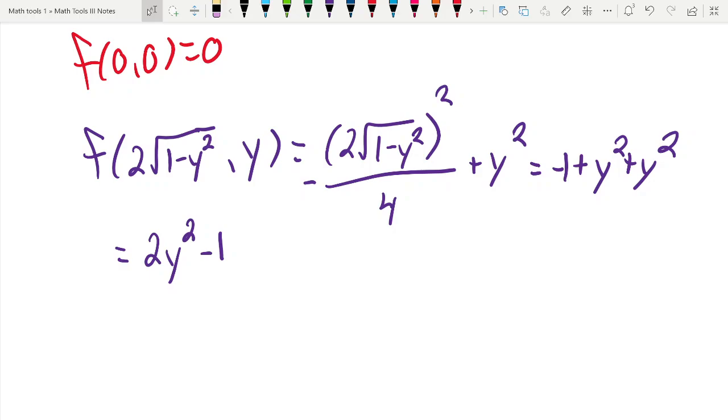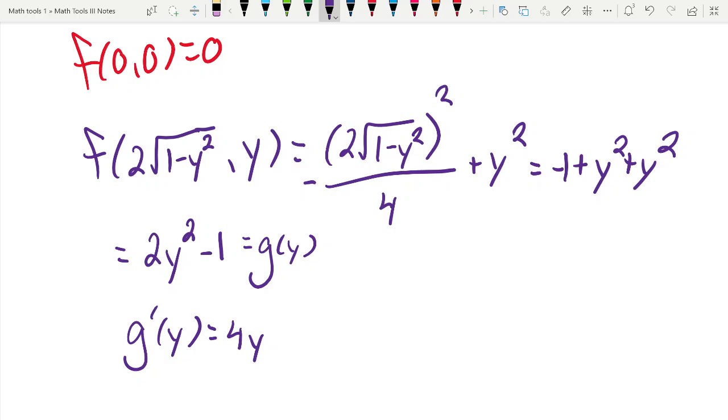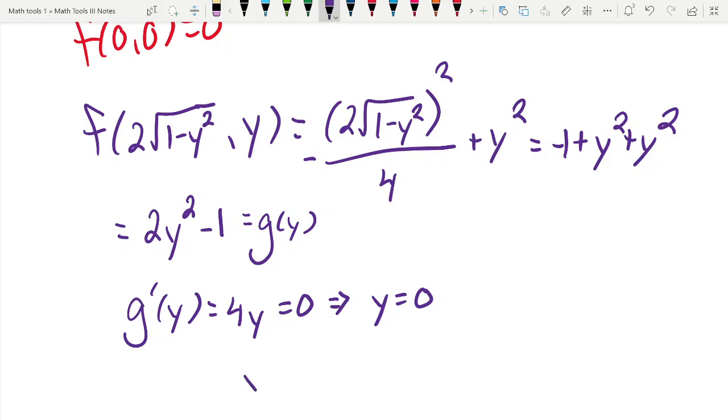All right, so now we want to take the derivative. Let's call that g(y). So g prime of y will be 4y. We'll set that equal to 0. Okay, so this will imply that y is equal to 0. So we want to check this point. When y is equal to 0, x is going to be 2 times the square root of 1 minus 0, so 2. Okay, so we have the point (2, 0) that we'd want to check.